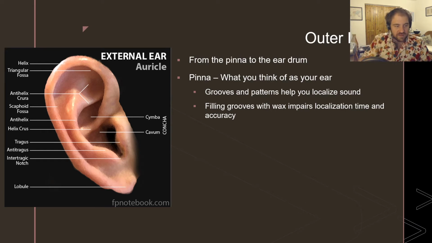The pinna is this that you see over here on the left. This is your pinna. So pinna, everybody's pinna is slightly different. It's like a snowflake or a fingerprint.